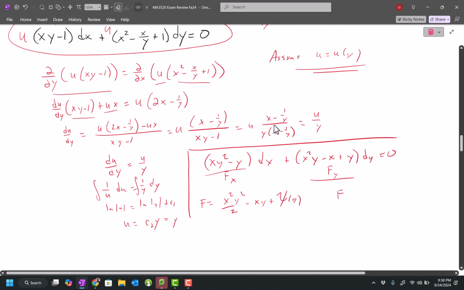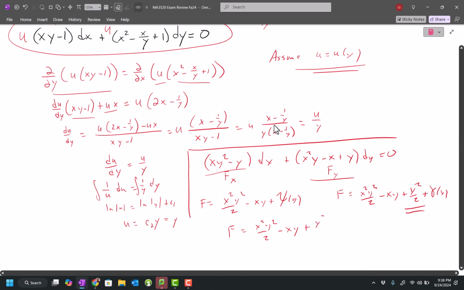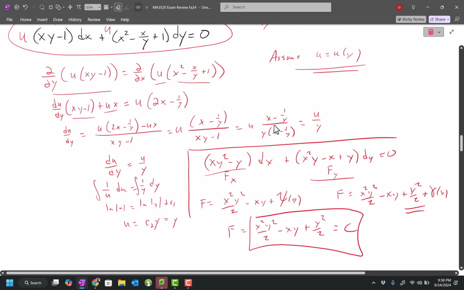If I were to integrate the second piece with respect to y, I would get x squared y squared over 2 minus xy plus y squared over 2 plus gamma of x. Therefore, f should equal x squared y squared over 2 minus xy plus psi of y, which is y squared over 2. Setting this equal to a constant yields my final solution.